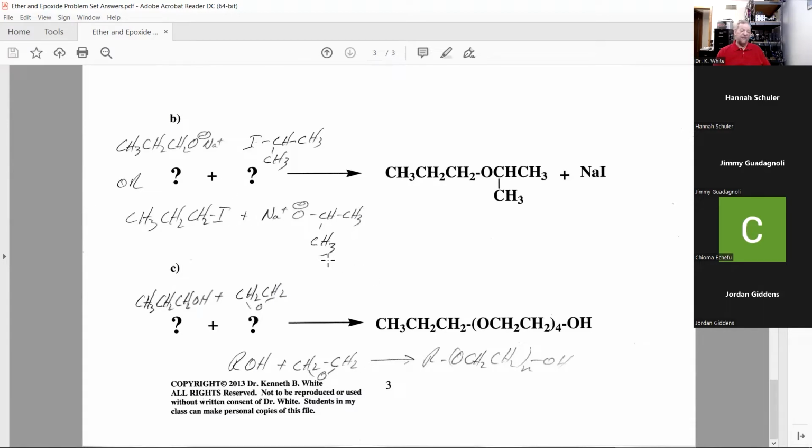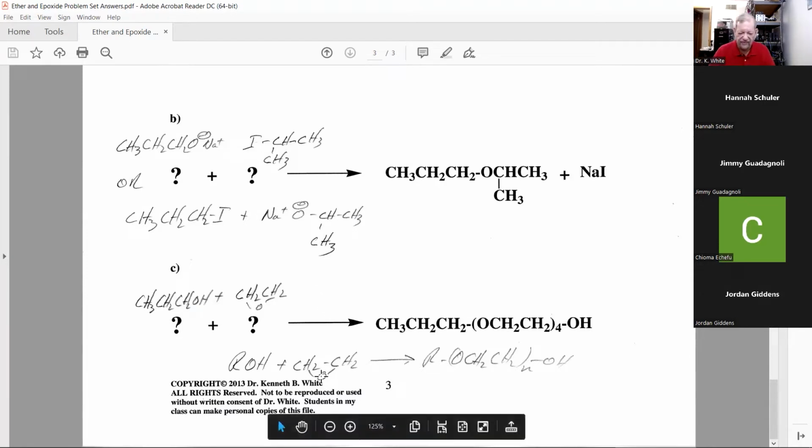Now, Dr. White made a mistake. Cross off C. I will never give on a test or the final synthesis problem dealing with ethylene oxide like I did right there. So good news, I made a mistake. Any questions on the ethers and epoxides problem set?